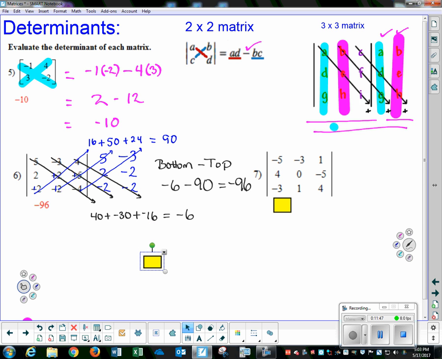And yes, your calculators can do it. But I would like you to practice by hand, just so you know how to do these by hand. I'm sure there are going to be some courses in college where you are not allowed to use calculators, and I want to be sure that you understand the process of what the calculator goes through to get the determinant.